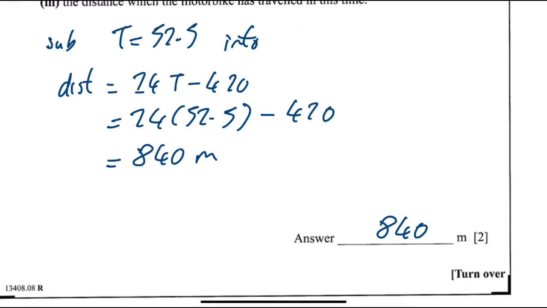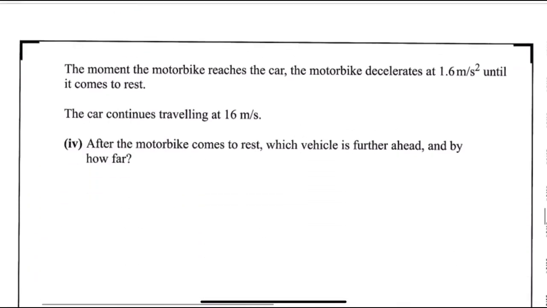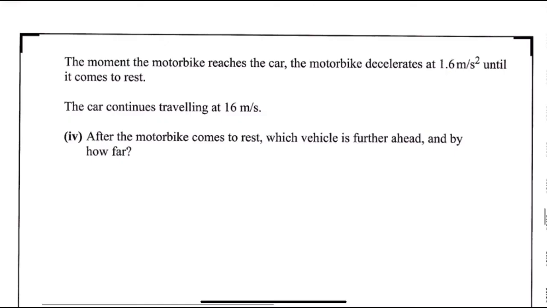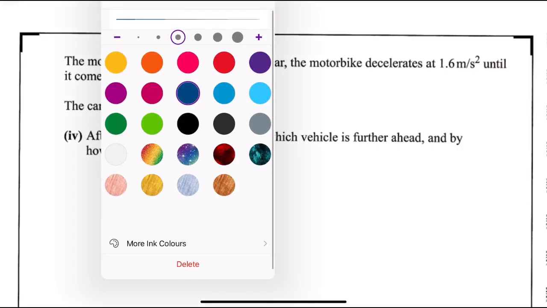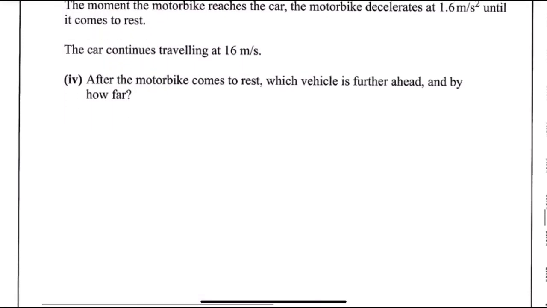Okay, and I think that's us. No, it is not. Apologies, it's not us done at all. Okay, what happens next is the moment the motorbike reaches the car, the motorbike decelerates at 1.6 metres per second squared until it comes to rest. The car continues travelling at 16 metres per second. So after the motorbike comes to rest, which vehicle is further ahead and by how far?